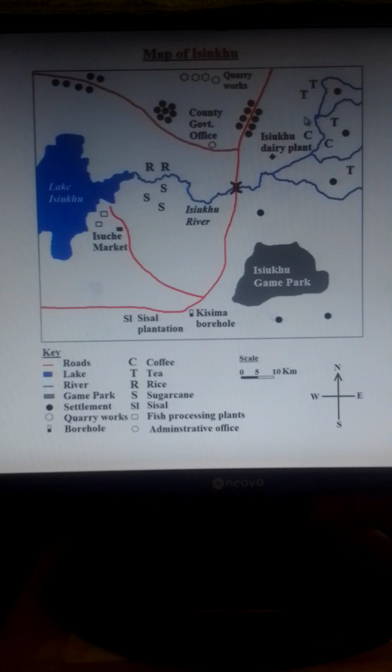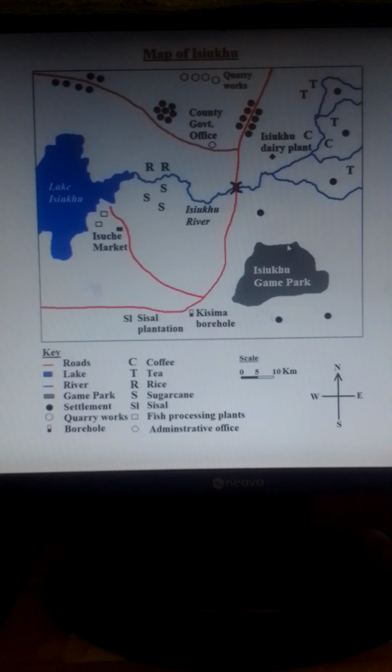So crop farming can be indicated on a map by irrigation schemes and farming estates. That's how we can identify economic activities on a map. Now next, let's see how we can identify the climatic conditions on a map in a given area.